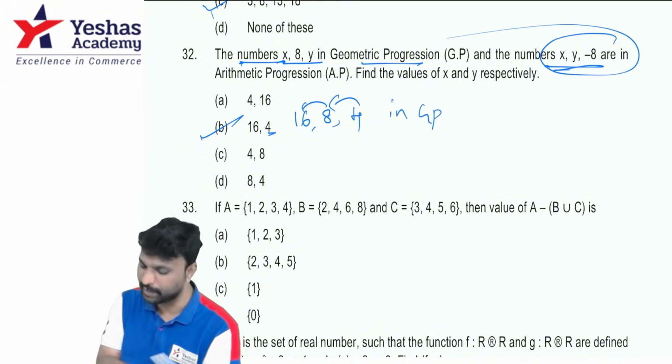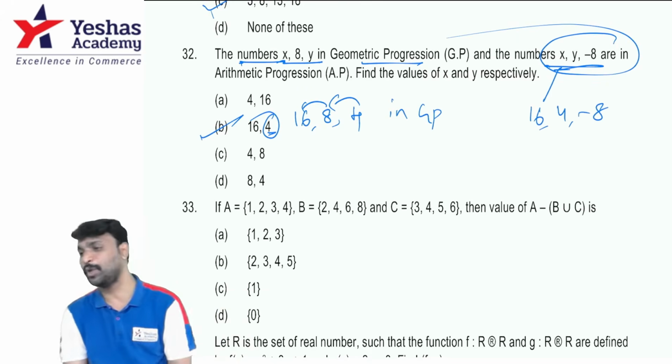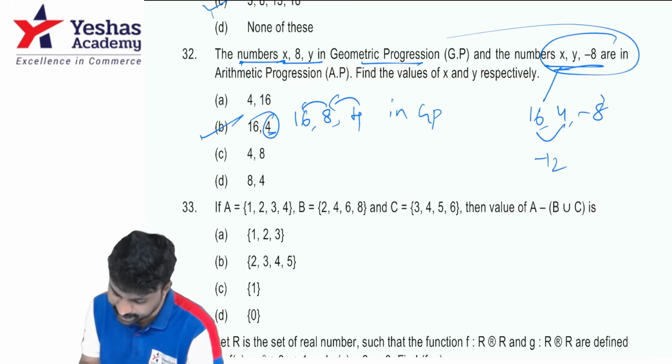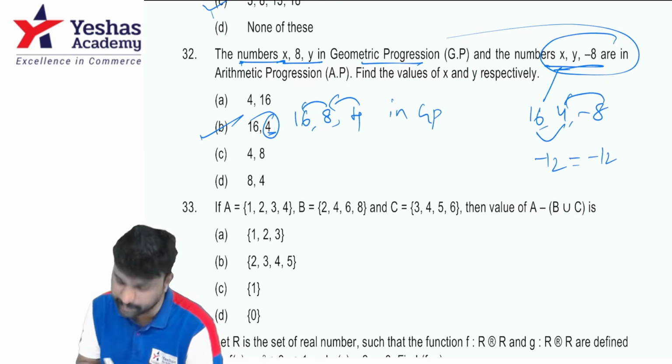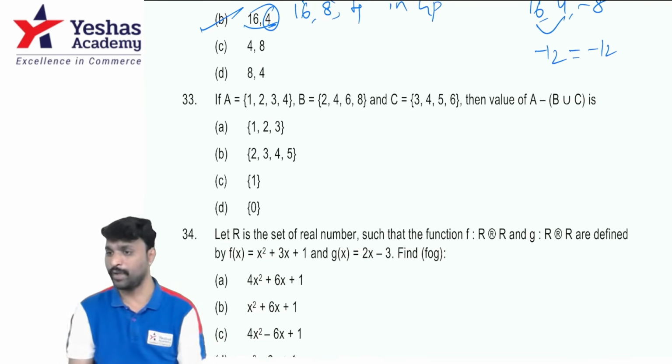Now let me check with this. What is x value? 16. Y value as per this is 4 minus 8. Are they in AP? If they have to be in AP, there must be a common difference. 4 minus 16 is minus 12. Minus 8 minus 4 is minus 12. So common difference exists. They are in AP. Therefore, option B is the right answer. Guys, moving on to the next question.